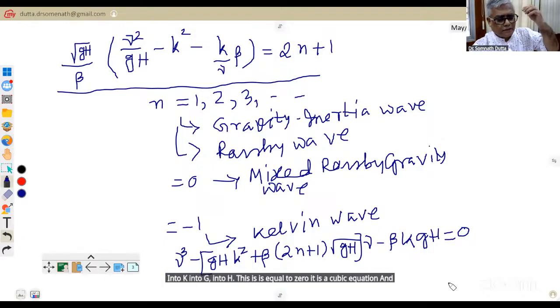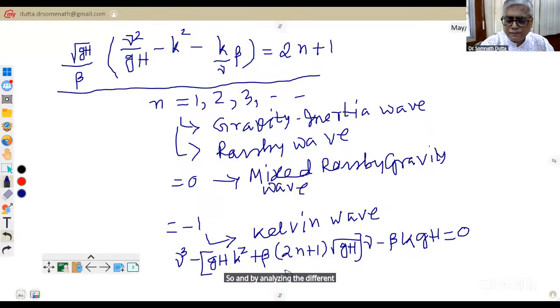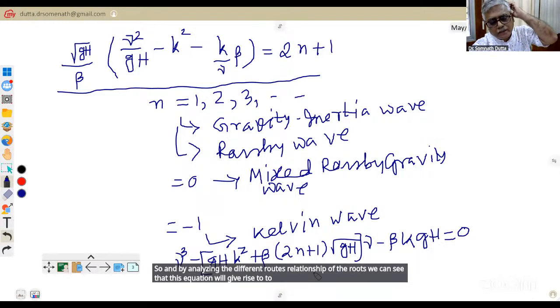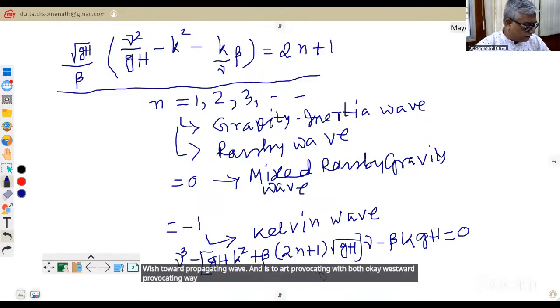And now from the basic law of polynomial equations, this equation must give three roots of nu. By analyzing the relationship of the roots, we can see that this equation will give rise to one negative root and two positive roots, or two positive roots and one negative root. As such, it gives rise to both westward propagating and eastward propagating waves. So we will get westward and eastward propagating gravity waves, and we will also get the equatorial Rossby wave, which is westward propagating. We call it the easterly wave.